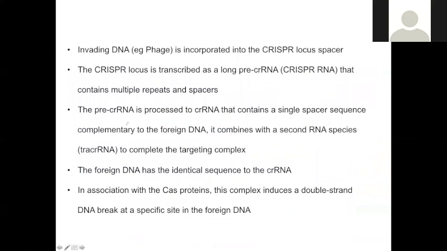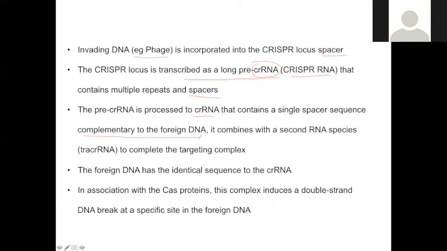So in summary then, invading DNA, for example from a phage, is incorporated into the CRISPR locus spacer. This CRISPR locus is transcribed as a long pre-crRNA, which stands for CRISPR RNA, that contains multiple repeats and spacers. Remember, it is these spacers that are unique and in this case derived from a phage. The pre-crRNA is processed to crRNA that contains a single spacer sequence, one of which will be identical to the invading phage, in other words, complementary to the foreign DNA.